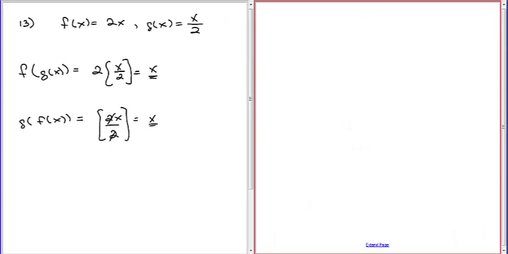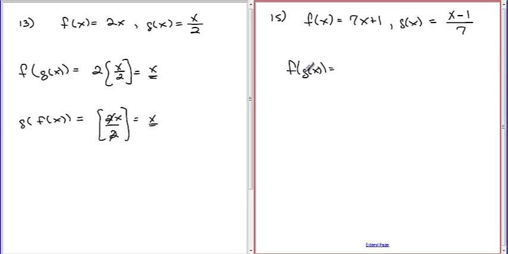The next one, 15. So f of x equals 7x plus 1. G of x equals x minus 1 over 7. Okay, so again, algebraically, we do the composite function. So we get 7 times x minus 1 over 7 plus 1. 7's cancel out. That gives you x minus 1 plus 1, which is x. So that's what we're looking for.